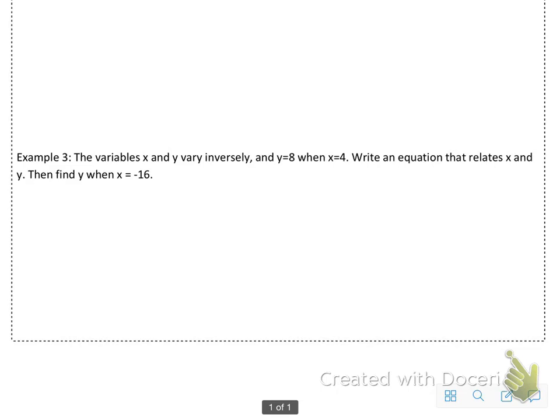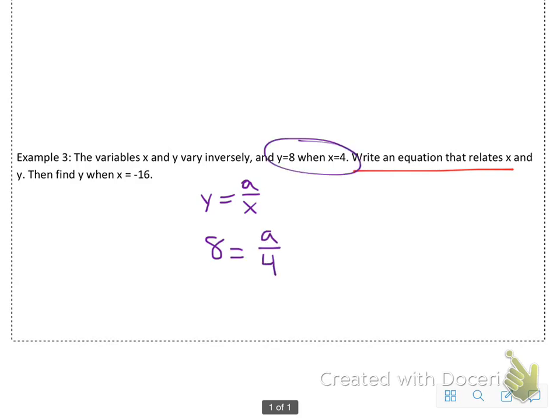The last thing that you're going to do with inverse variation is be given an x and y and come up with an equation. So write an equation. Now this is inverse variation, so automatically we're using the equation y equals a over x. We have an x, we have a y. Let's plug them in and find a. y is 8 when x is 4.